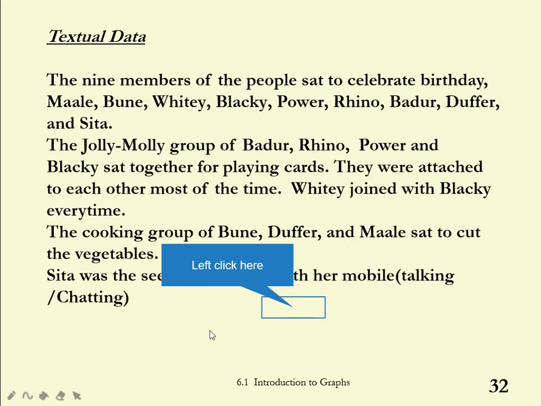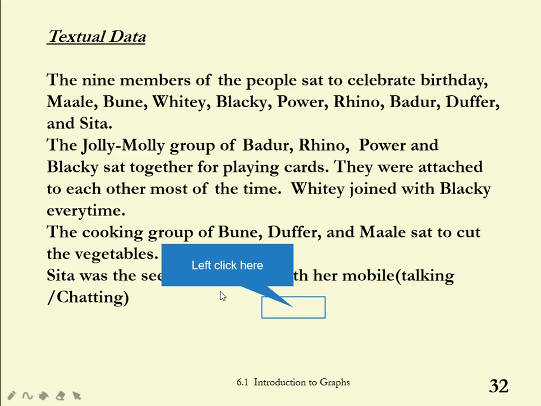Next. Now look at this. Now this is a little tricky and a little interesting also. So you can read the text. The 9 members of the family, 9 people, sat to celebrate a birthday party. Male was there, Bunne was there, Whitney, Blackie, Power, Rhino, Bahadur was there, Duffer was there, and Sita was there. It's textual data. Now I can represent it. How do I represent it? We'll see that.